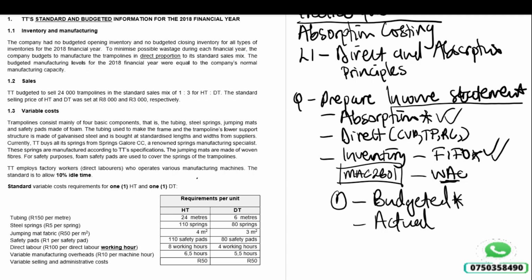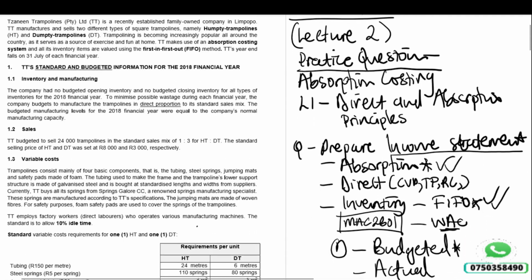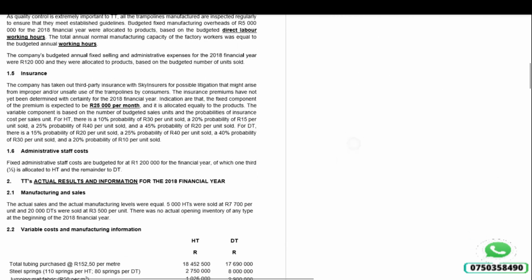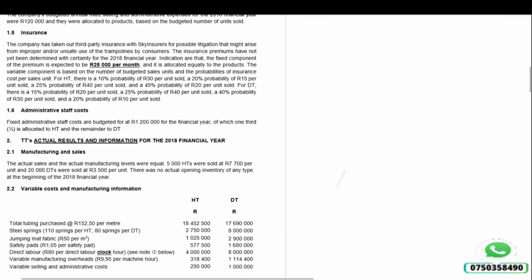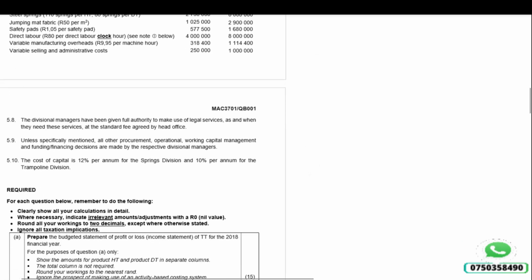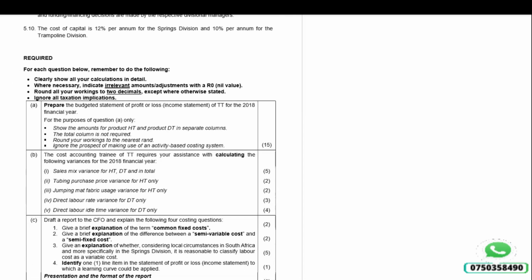The first thing you need to do whenever you come across a question is read the required before you read anything else. The required will give you direction and perspective on how you're supposed to answer the question, because you can't just read information without knowing why you are reading it. You need to know what you need to use the information for. So we're going to do part A.